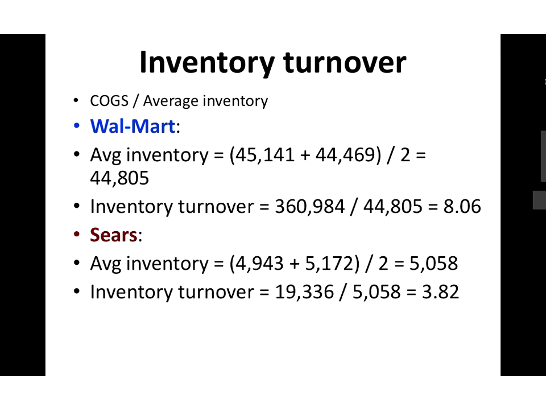So the rule on inventory turnover is that higher is better. You're selling your inventory more times during the year. You want to sell your inventory more times because selling inventory makes you profit. So the more times you sell it, the more profit you make. On this basis, Walmart would be better. It's turning its inventory over 8 times during the year. Sears is only turning over a little under 4 times a year. So Walmart is moving its inventory over twice as fast as Sears.